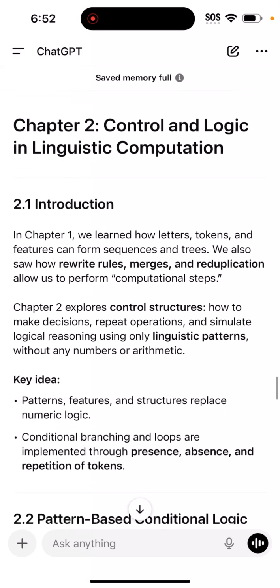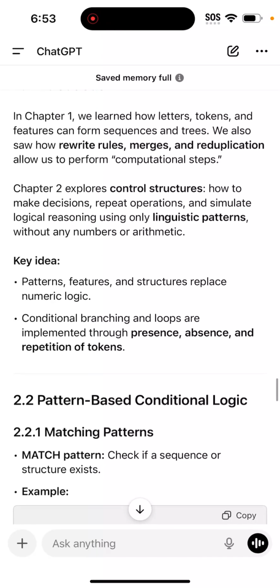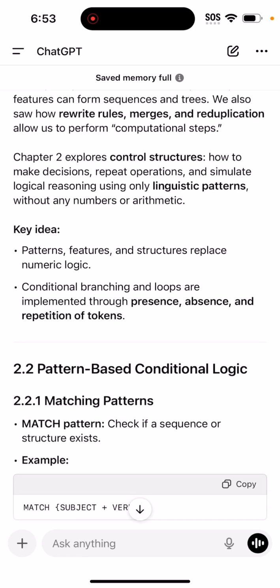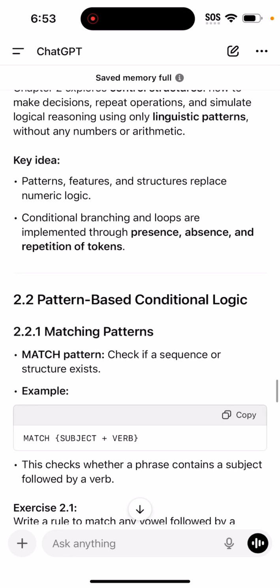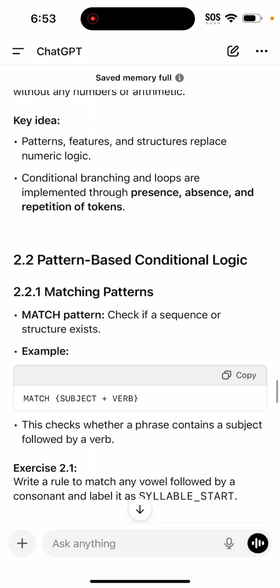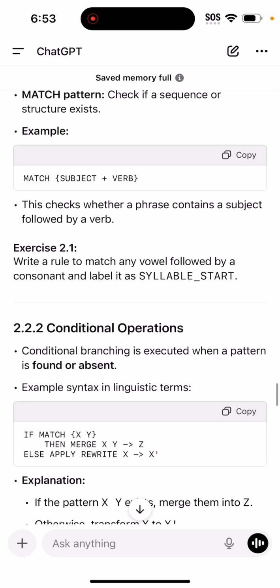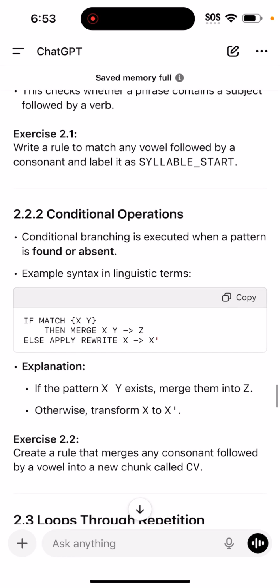And here's Chapter 2. We learned how to do letters, tokens, features, and sequences in trees. We also saw how rewrite rules, merges, and reduplication allow computational steps. So now we simulate logical reasoning using linguistic patterns. Match is subject plus verb. Write a rule to match.